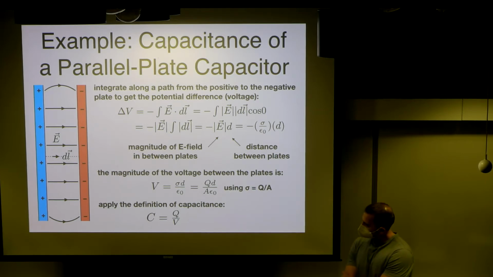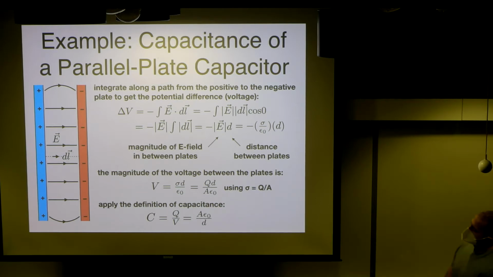A epsilon naught over D. Yeah, so the Q's will cancel out. You see that? And I just get A times epsilon naught divided by D. So this is the formula for the capacitance of a parallel plate capacitor.